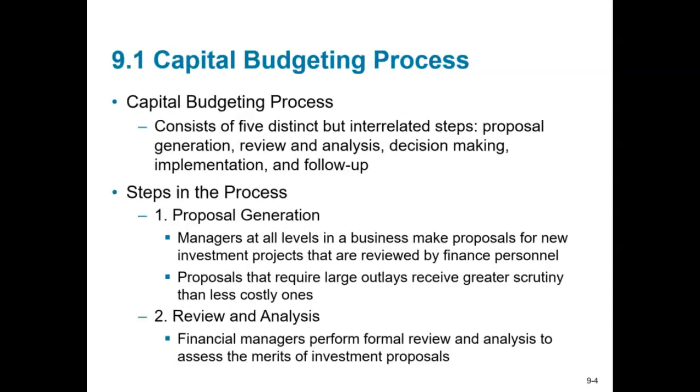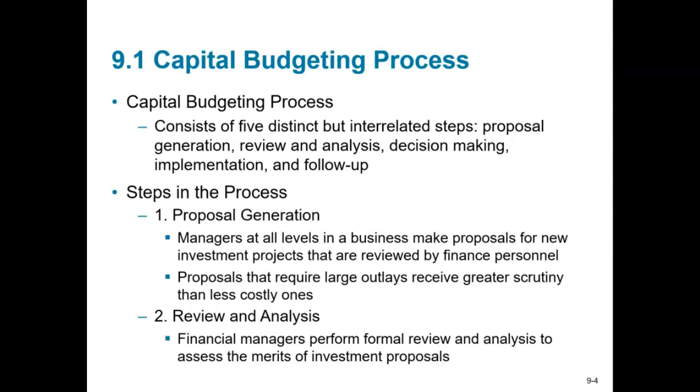So now let's talk about the capital budgeting process. We say that capital budgeting consists of 5 distinct and interrelated steps. The first step is the proposal generation, where managers at all levels in a business make proposals for new investment projects that are reviewed by finance personnel. Proposals that require large outlays receive greater scrutiny than less costly ones.